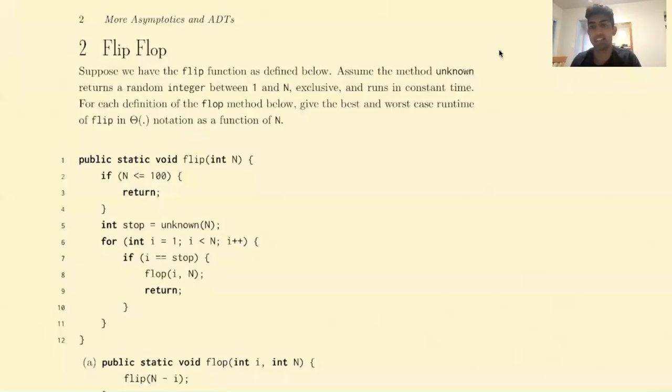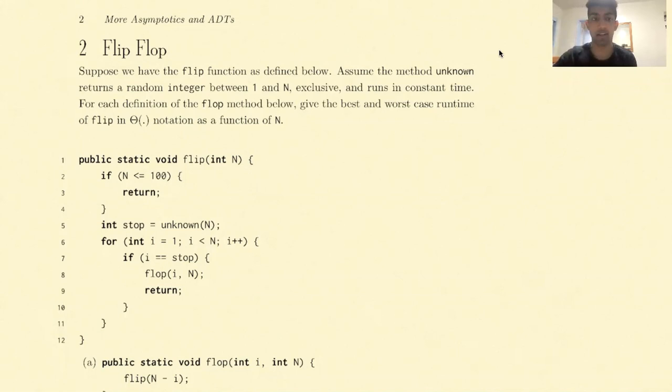Hello, hello. This is going to be a video walkthrough of problem 2 on the CS61B Spring 2021 exam prep worksheet number 7 covering asymptotics and ADTs. So this problem is very difficult. If you saw it and didn't know where to start, that's perfectly normal. And I'll give you some intuition on how you can approach this problem and other similar problems in the future.